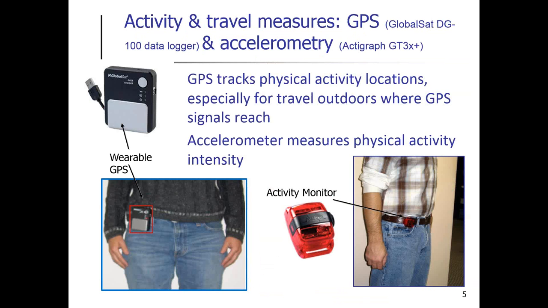We used activity and travel measures from GPS and accelerometry. So our participants wore these devices for about a week before and after the complete street. And the GPS can track activity, especially outdoors, and the accelerometers can give you physical activity intensity measures.